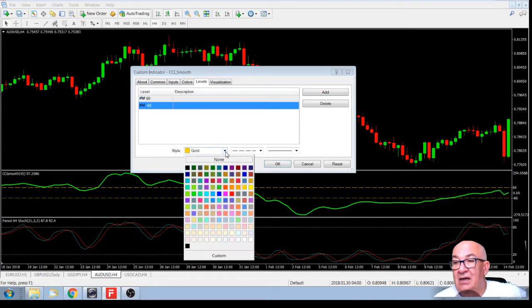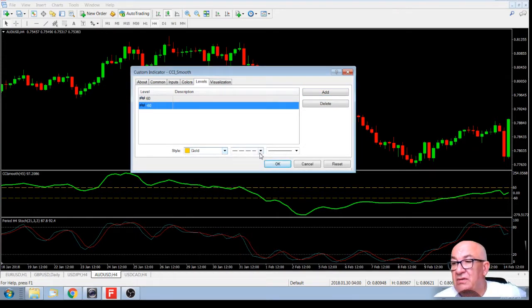We choose the color. I've chosen gold. Type of line, I put myself like this one. And the thickness is only one thickness for dashes. With a normal line you can make it thicker. So leave it like that.